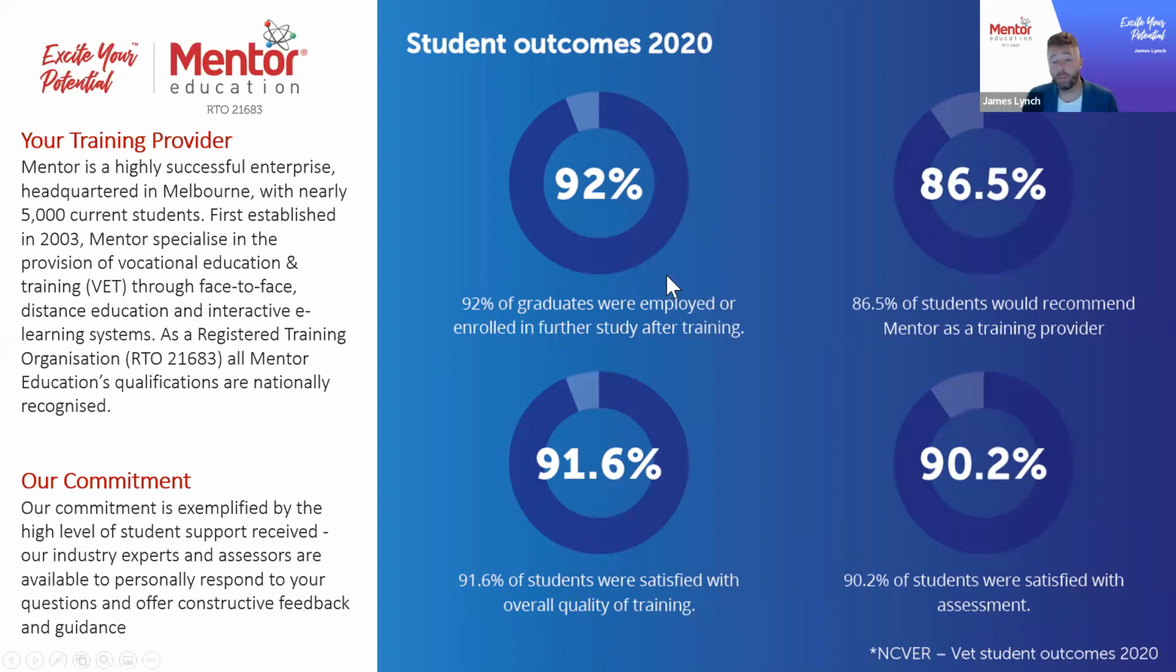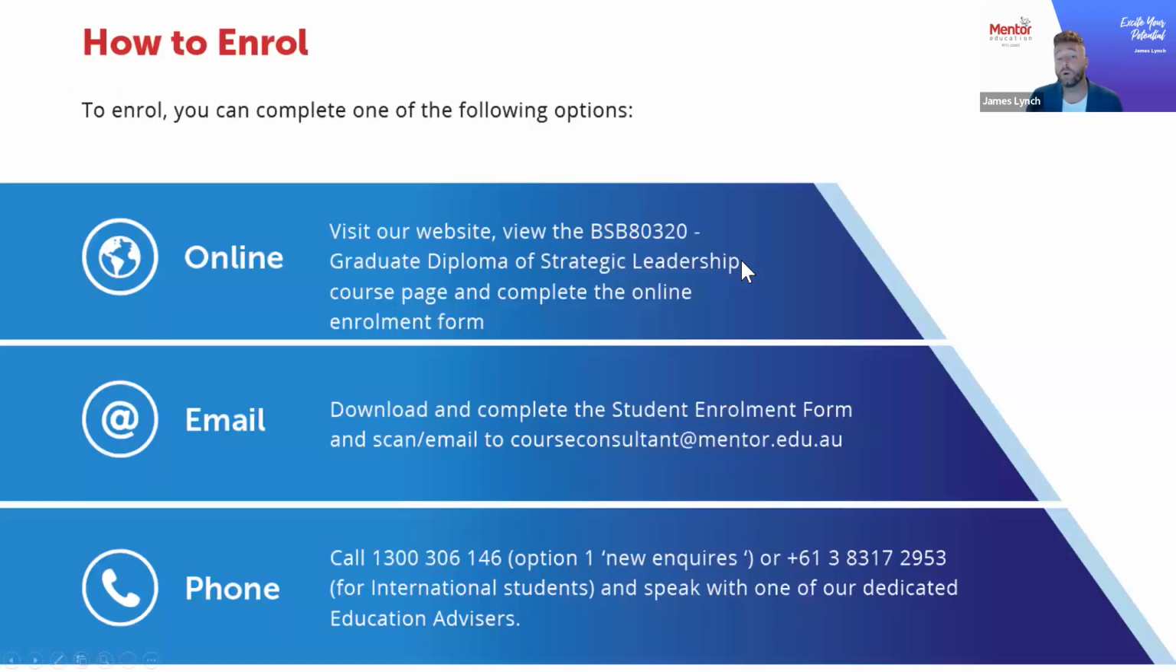Now, finally, before we wrap up today, if you'd like more information on what we've talked about, head on over to the website, mentor.edu.au, and visit the BSB80320 Graduate Diploma of Strategic Leadership course page. And there you will get access to anything and everything we talked about today, plus more. And it's all made available in the course guide, of course, which you can download. There's also an ability to submit a direct inquiry to the team, and they, of course, will get back to you. Otherwise, email us direct.